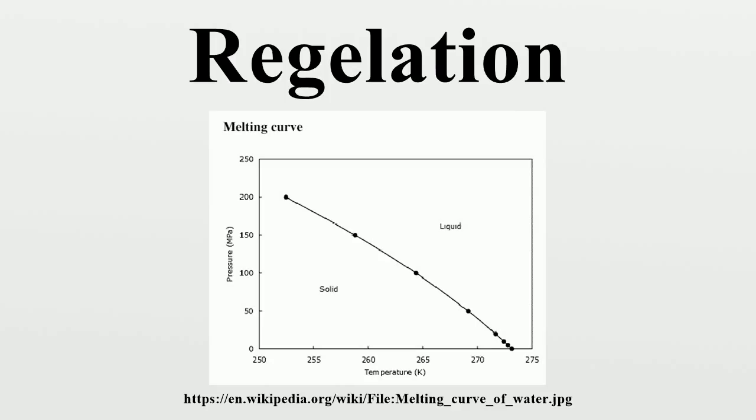Regelation was discovered by Michael Faraday. Regelation occurs only for substances, such as ice, that have the property of expanding upon freezing, for the melting points of those substances decrease with increasing external pressure. The melting point of ice falls by 0.0072 degrees Celsius for each additional atm of pressure applied. For example, a pressure of 500 atmospheres is needed for ice to melt at -4 degrees Celsius.